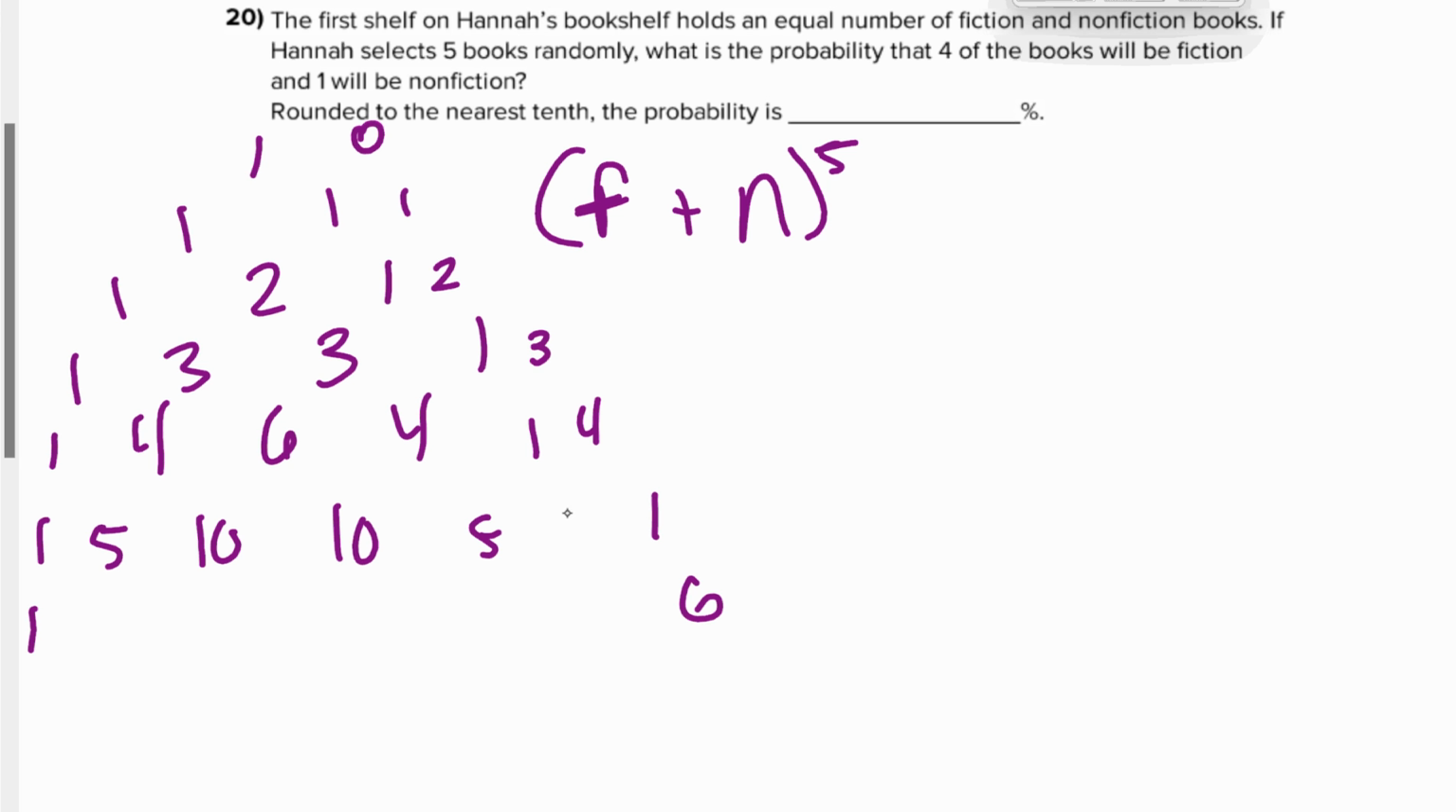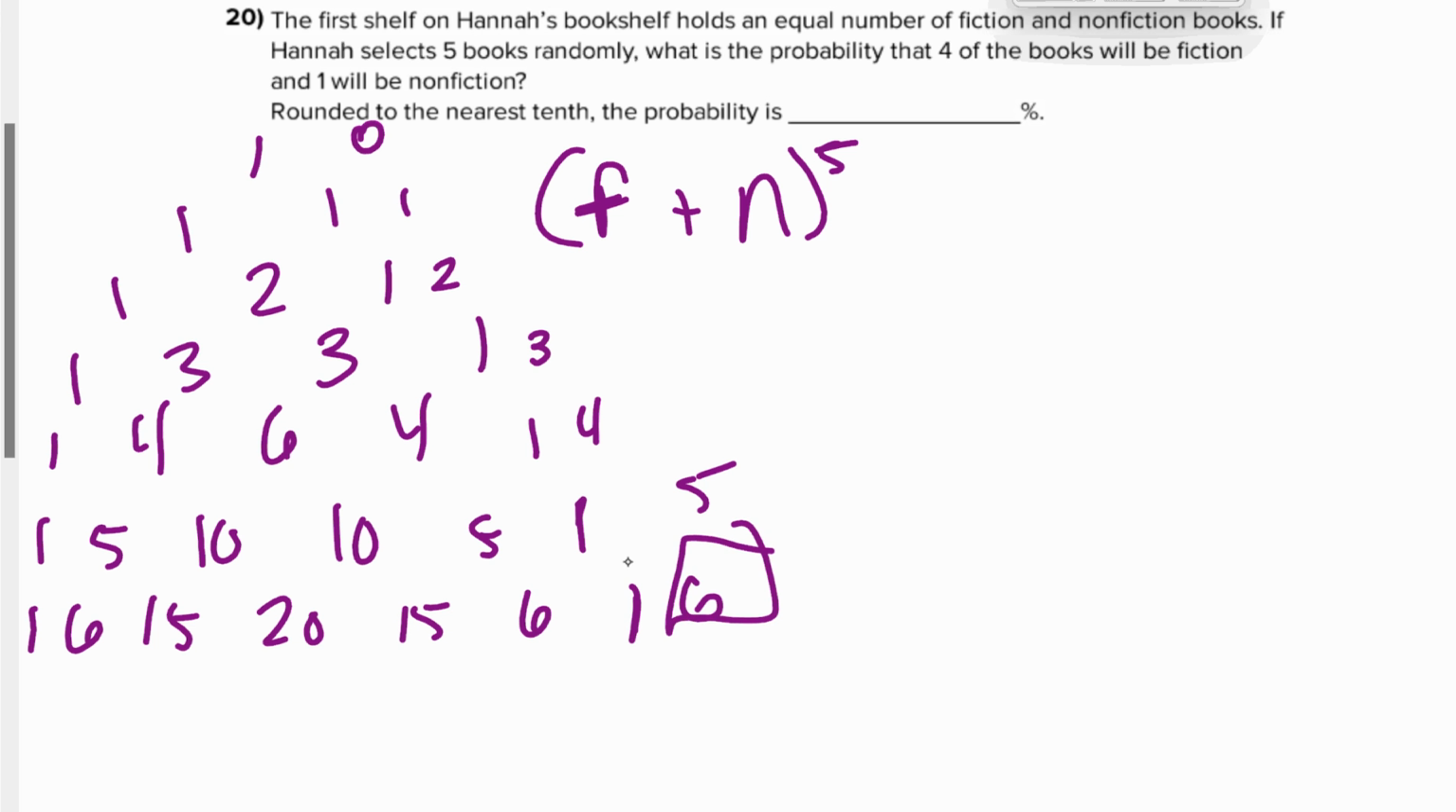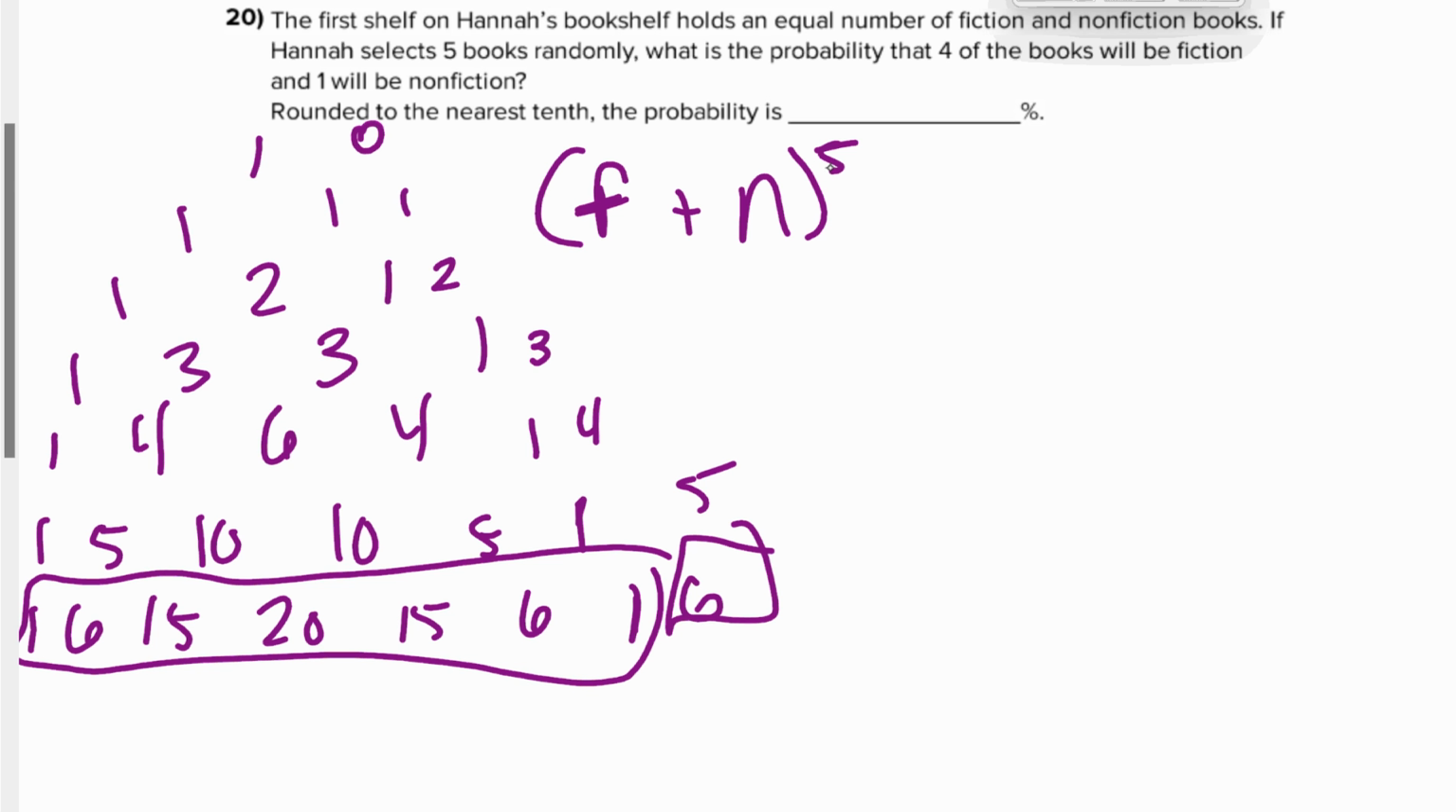A 1 right here. That'd be row 5, and then row 6. I'm running into 6, 15, 20, 15, and a 6, and then a 1. So this is the row that I want. So these are the numbers, and I want equal number, right? So they have an equal number of chances. So if I add all these up, that would be my total denominator, the different possibilities of choosing 5 books. Okay, so 1, 6, 15, 20, 15, 6, and 1 gives me a total of 64.